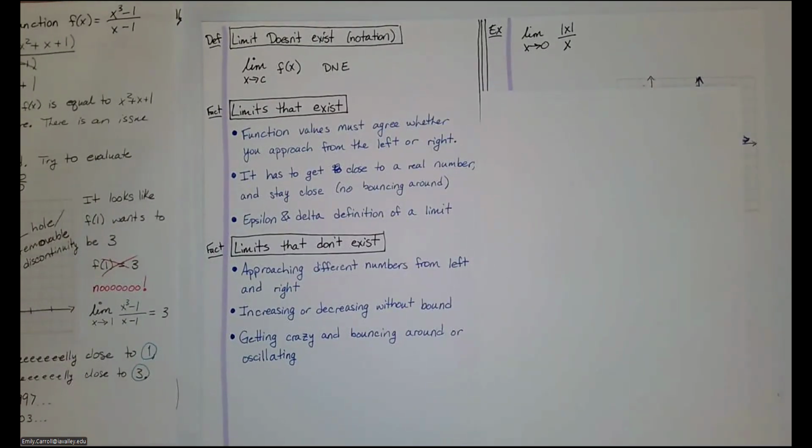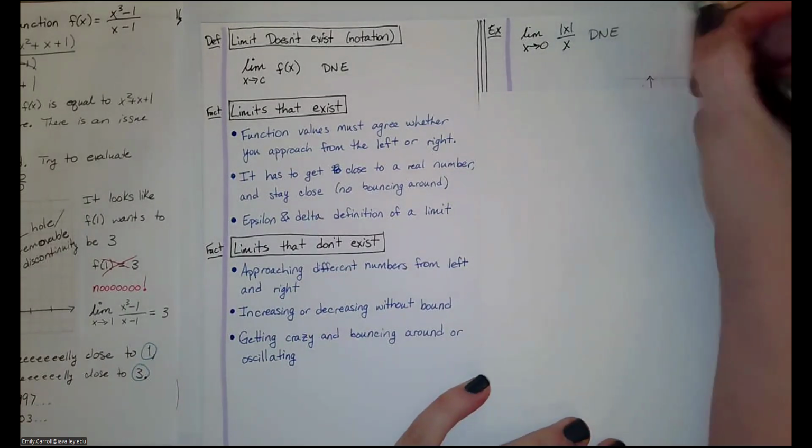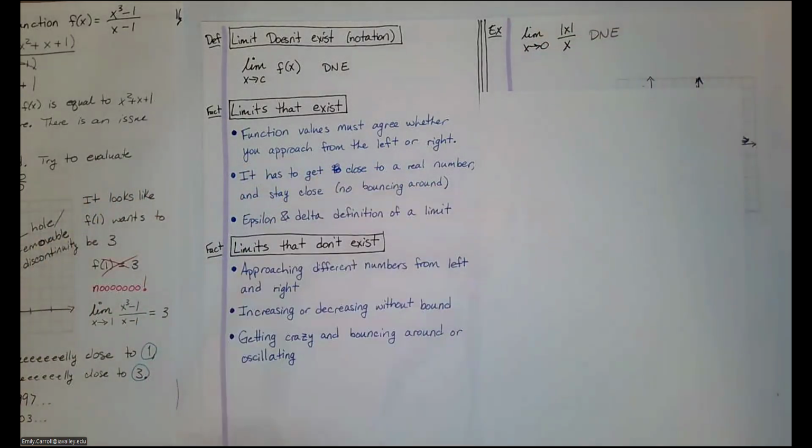Okay, so the one we just did, we can say the limit does not exist because that function has this going on. They don't agree. They want to go to different places.